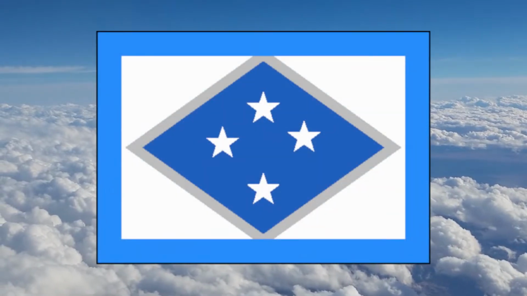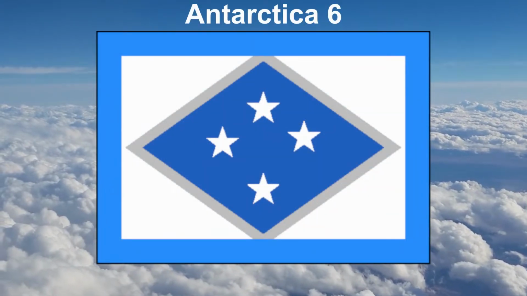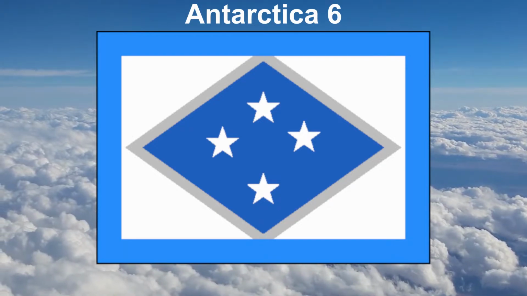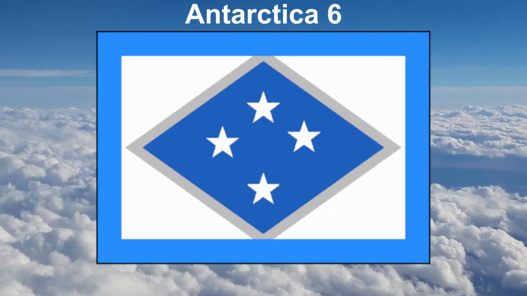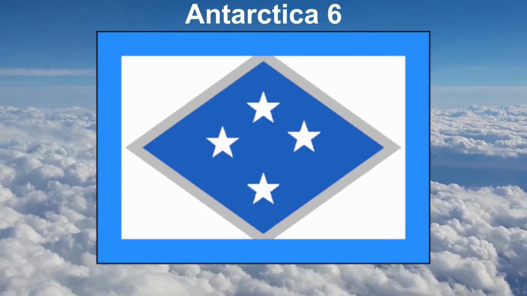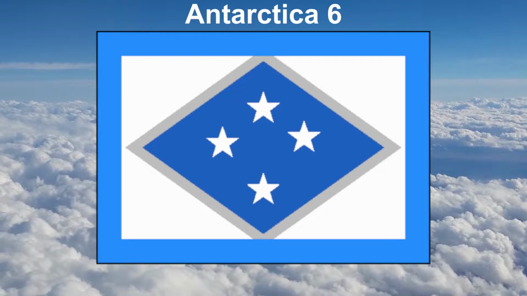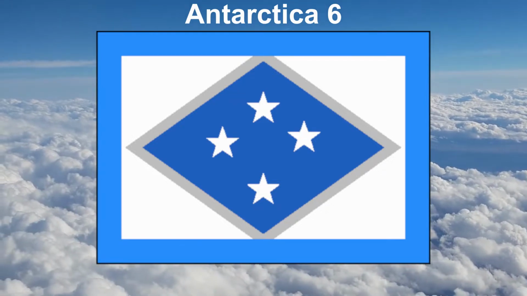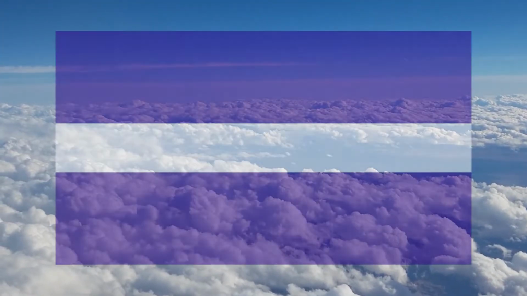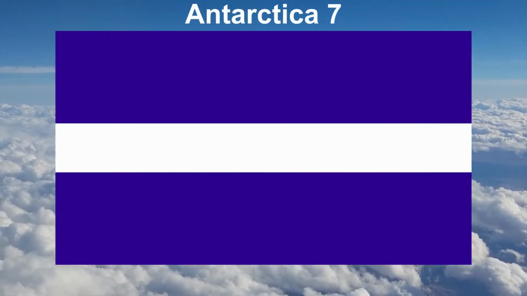Next is entry 6, which is called the United Alliance of Antarctica. The border represents the isolation of Antarctica from other countries. The rhombus represents the cold, empty, and vast land of Antarctica. The 4 stars represent the main 4 places that people inhabit: McMurdo Station, the Stars Village, Amundsen-Scott South Pole Station, and Rothera. Next is entry 7, and the flag is called Cold Weather Land.